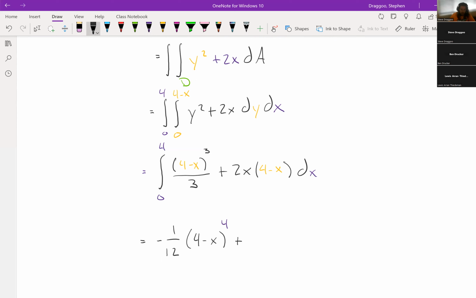Plus doing the rest of that stuff together. 2x times 4 is 8x. 8x integrates to 4x squared. And then on the other side, 2x times -x, that'll get me -2x squared, which will integrate to -2 over 3 x cubed. And then this thing, I want to evaluate between 0 and 4.